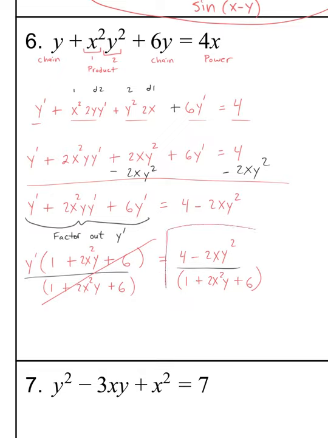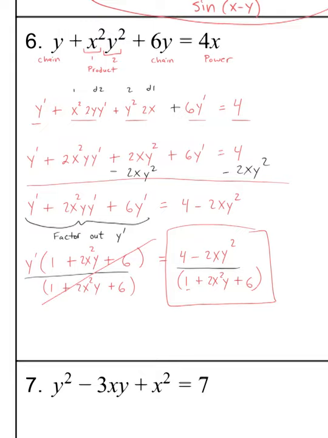Here is your final best full credit answer. You could, of course, simplify on the bottom. You could add the 1 and the 6 and get 7. But if you can get y prime by itself, this is as far as you need to go. I'm thrilled if you get that far.